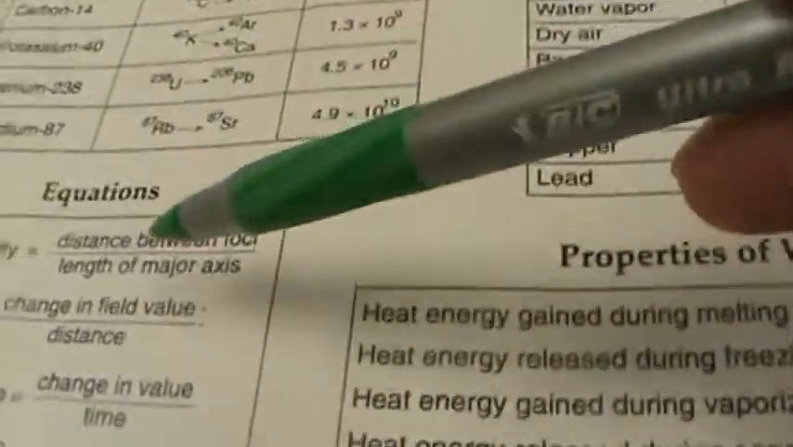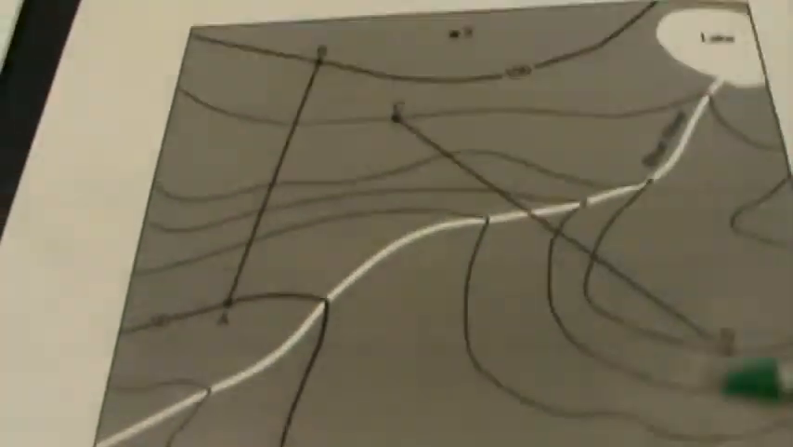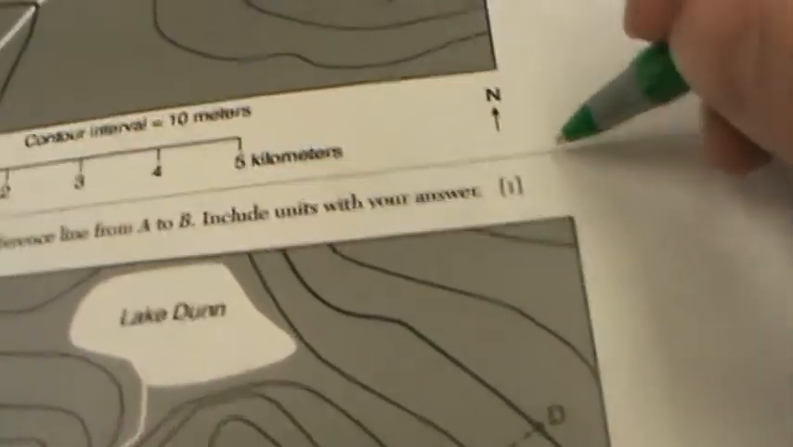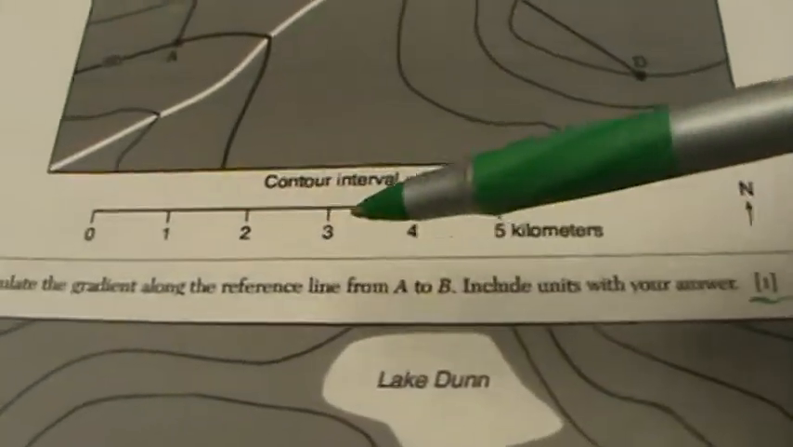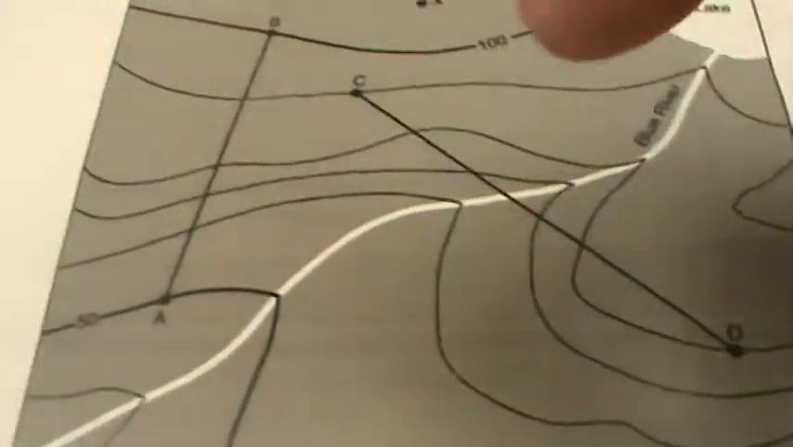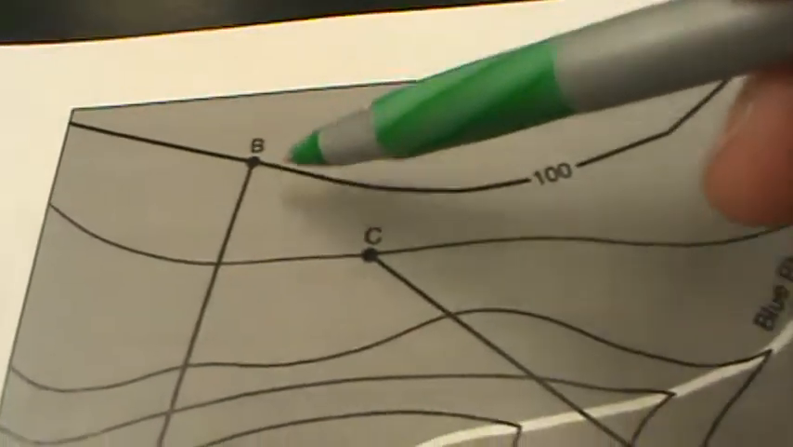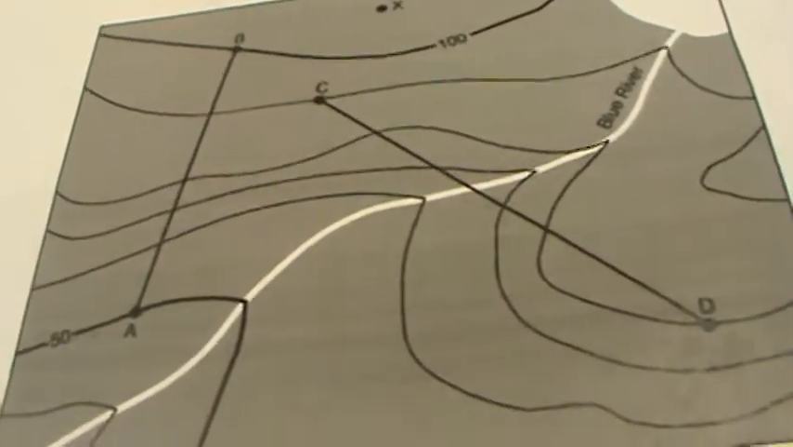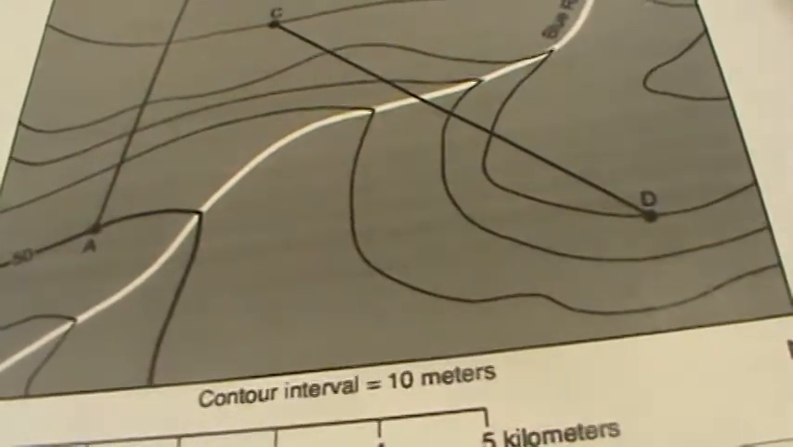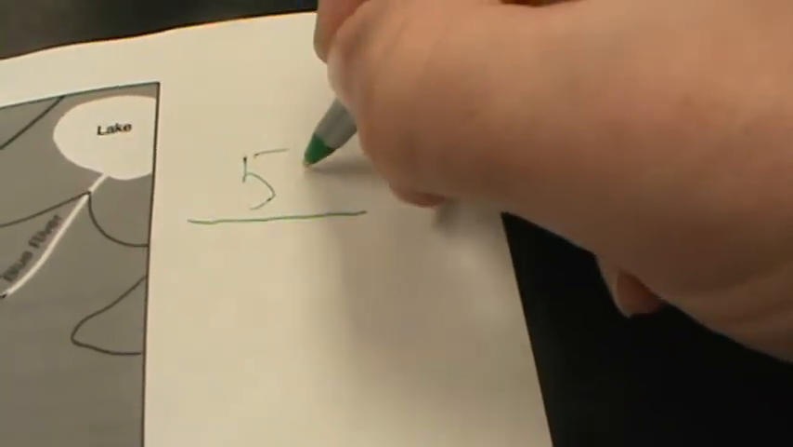So let's start over here. Change in field value. How much do the values change? This one wants us to calculate a gradient. Oh, I put the line in the wrong spot. That line should be right there. Calculate the gradient along the reference line from A to B. Include units in your answer, which is going to be another thing we're going to start cracking on. So the value here at A is 50, and at B is 100. How much did the values change from 50 to 100? If you go from 50 up to 100, you change by 50, and our contour interval is in meters here. So we went by 50 meters.